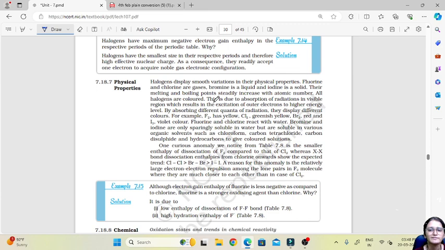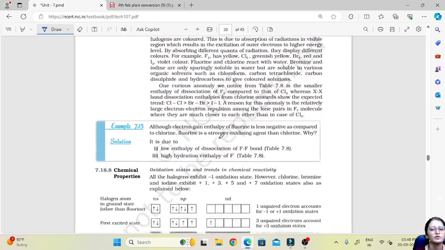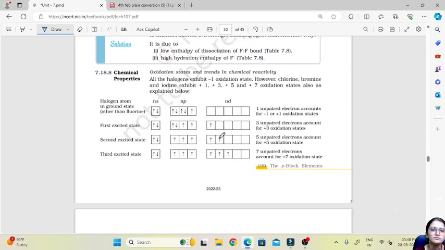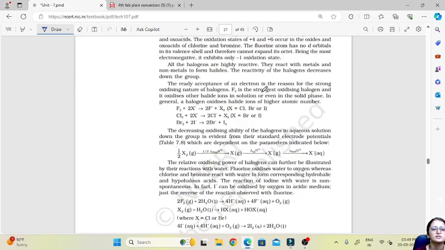And they show reactivity, bond dissociation enthalpy from chlorine. Chlorine has more bond dissociation enthalpy than bromine, than iodine. But fluorine is showing anomalous behavior here due to the electron-electron repulsion among the lone pairs of the fluorine molecule. Then about oxidation states, they exhibit the -1 oxidation state, and in some compounds they may exhibit +1, +3, +5 and +7 oxidation states.